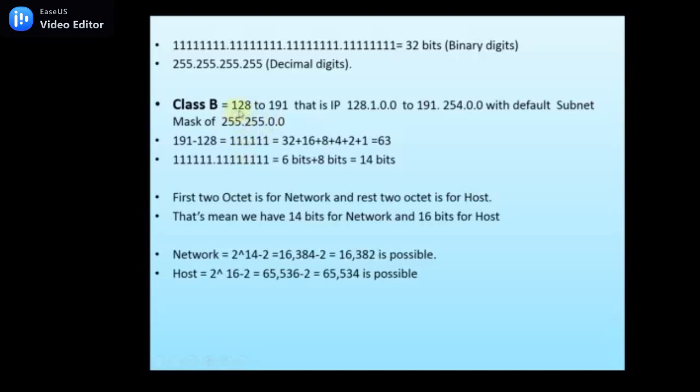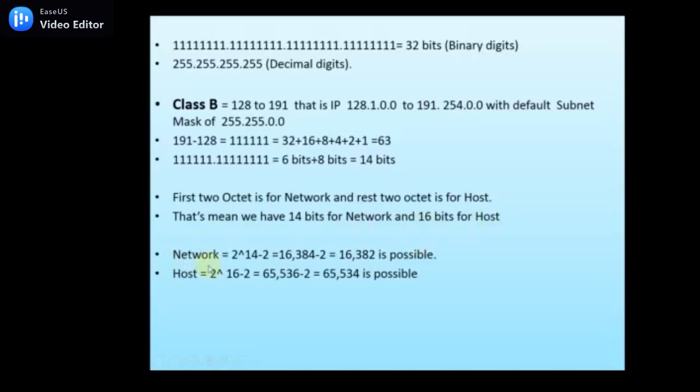But here you can see that in the first octet you have only IP addresses from 128 to 191. When you subtract 128 from 191, you get only 63. For 63, we need 6 ones. So in the first octet you get only 6 ones. 6 bits plus 8 bits, how much? You get only 14 bits. So in class B, for network you have only 14 bits and the rest, 16 bits, for host. The first two octets are for network and the rest two octets are for host. This means we have 14 bits for network and 16 bits for host.